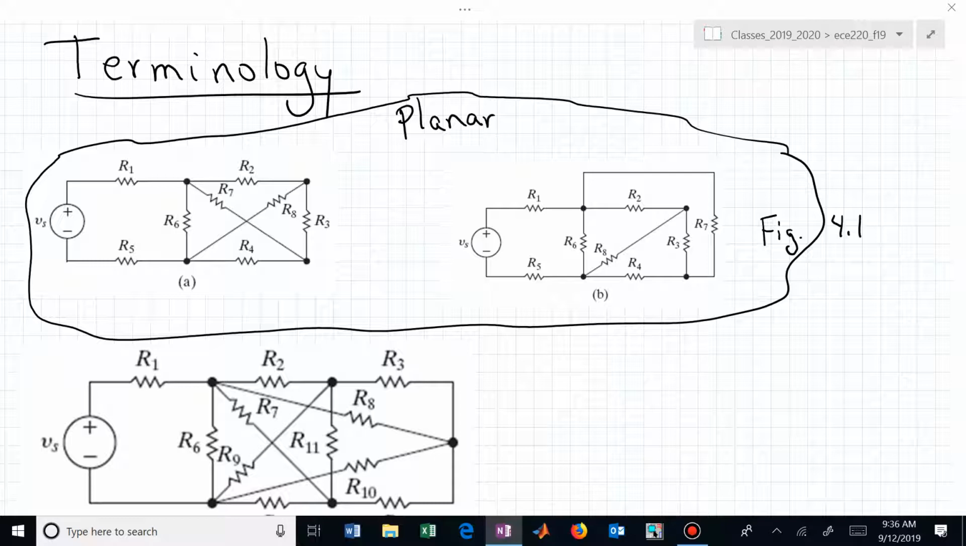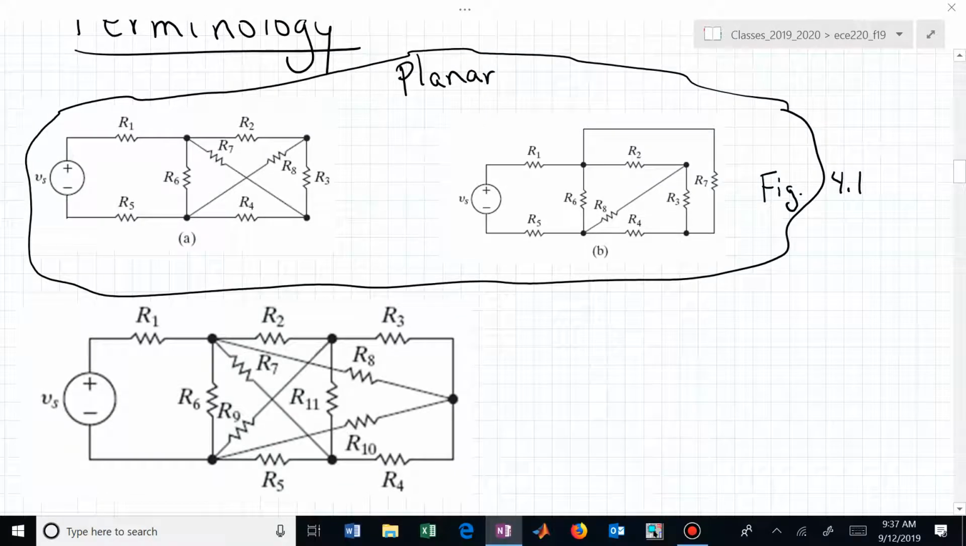Even though it looks like we have some crossing going on, we can actually redraw that appropriately by morphing a wire, or stretching and compressing a wire in the appropriate way, so that we do not have any crossing lines. That's a planar circuit. And that, well, is in contrast to a non-planar circuit, which is the bottom circuit.